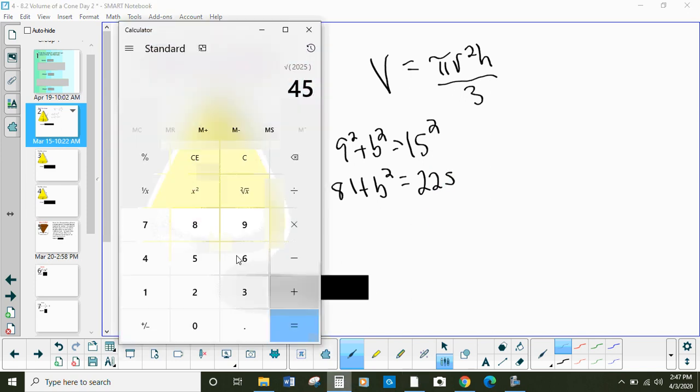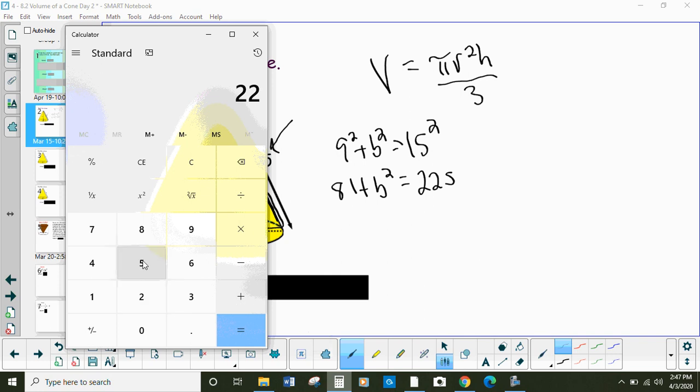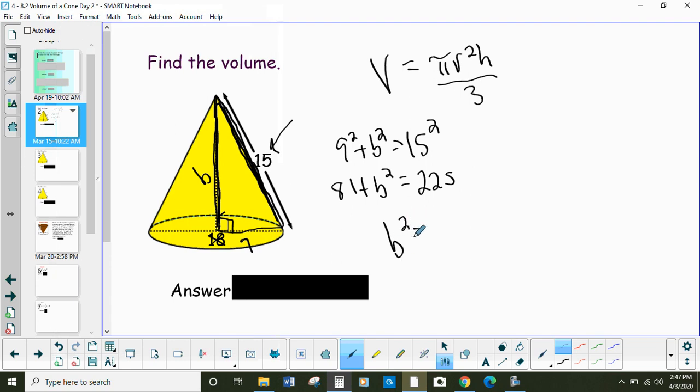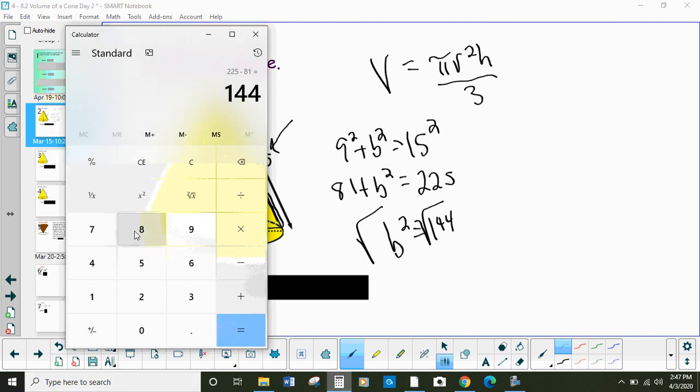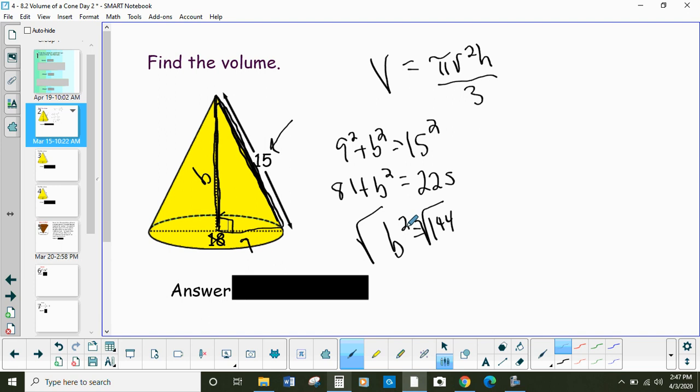Okay, let's grab them anyways and do this part here. I got 225 minus 81. So b squared is 144. But I need to know what b is, not b squared, so I take the square root of both sides. It's already in my calculator. Just hit the square root button. And I get a length of 12 units, or in other words, the height of the triangle is 12.